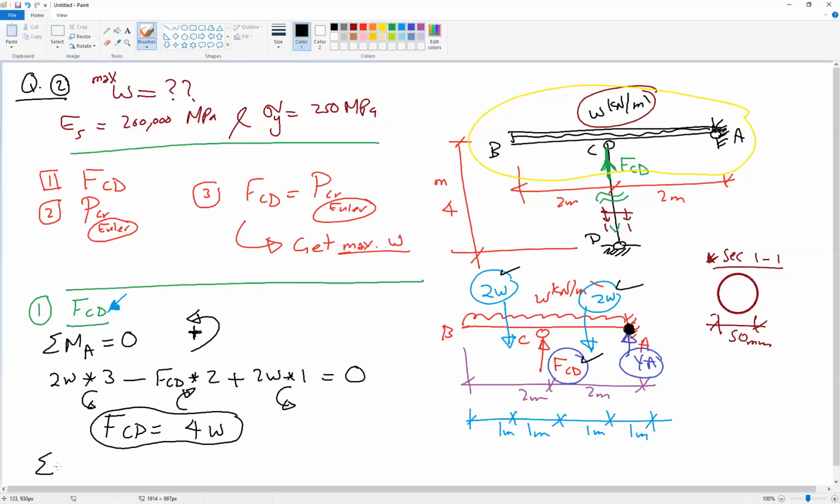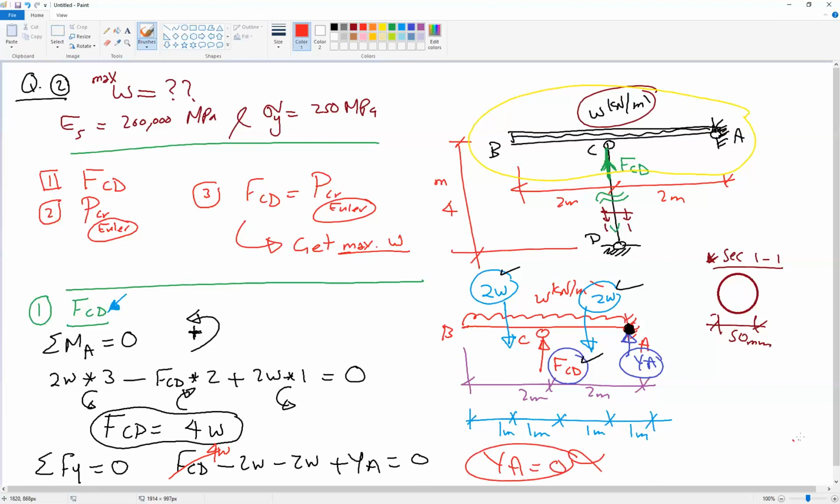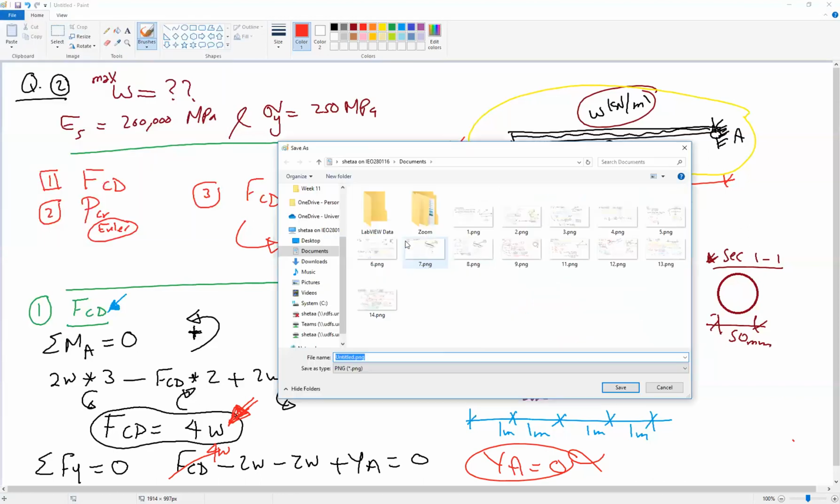Okay, if you want to find YA, summation Fy equal to 0, so FCD minus 2W plus YA should be 0. We know that FCD is 4W, so YA will be 0. We don't need YA, so it doesn't matter, you don't need to find it. What we need only is FCD equal to 4W. Okay, now we shift to the second step.